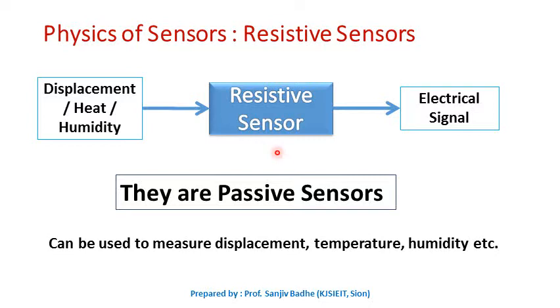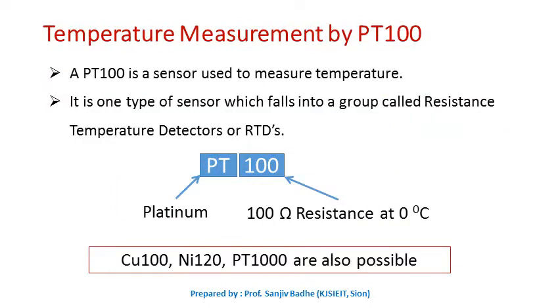Resistive sensors are the most commonly used sensors in instrumentation. We will be discussing PT100 resistive sensor and its use in temperature measurement. We will be also discussing how resistive sensor can be used in humidity measurement. A PT100 is a resistive sensor which can be used for measuring the temperature. Such sensors are also called as resistance temperature detectors or simply RTDs.